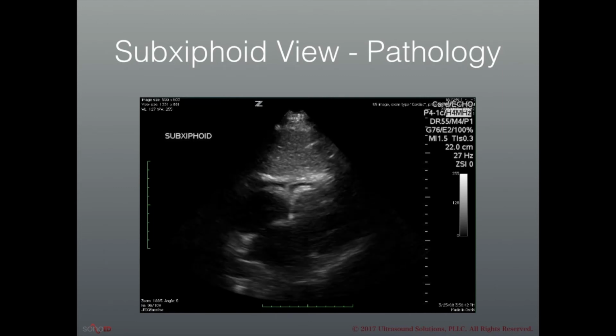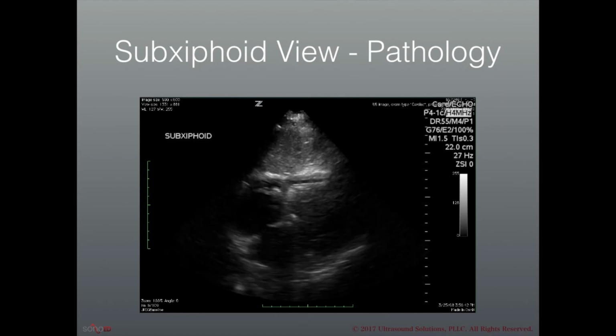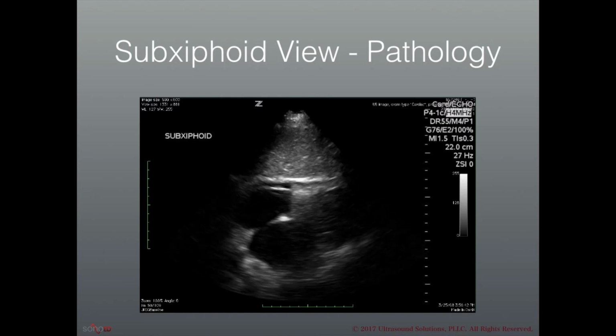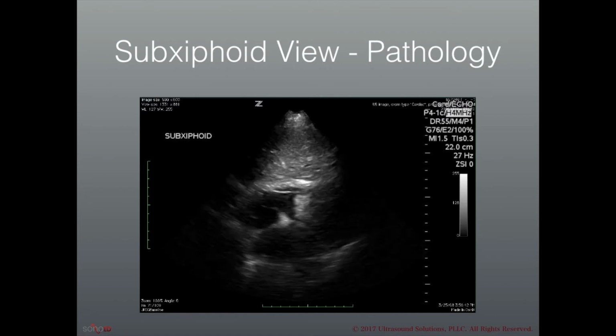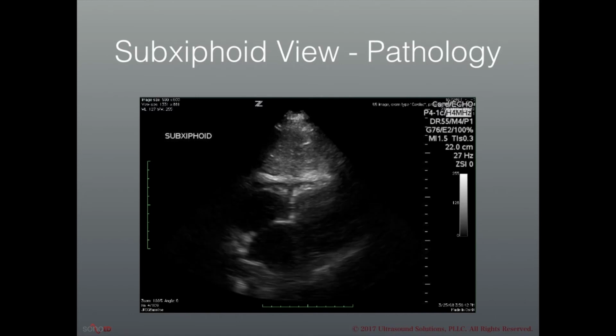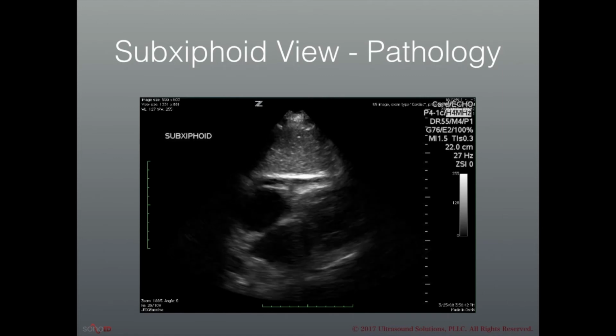One, you can see that there's a small stripe of pericardial fluid in the inferior pericardium. The right ventricle and right atria don't seem to be compressed or collapsing during diastole, so we don't suspect there's tamponade. And then the left ventricle seems a bit hypokinetic.